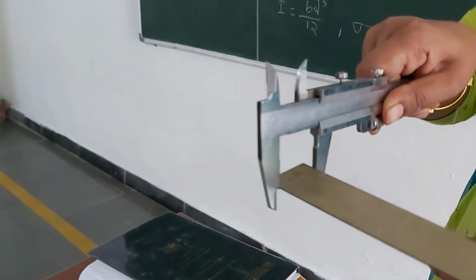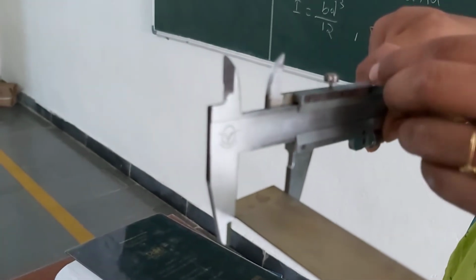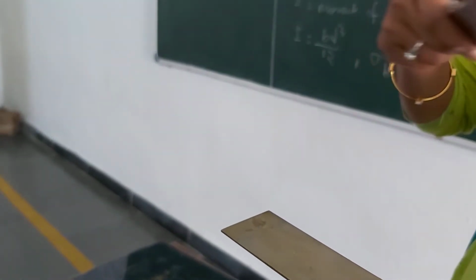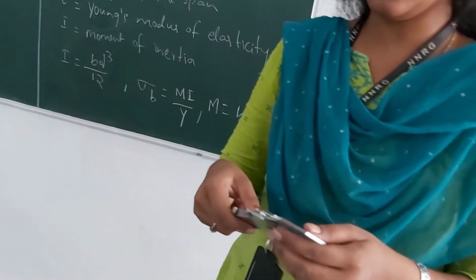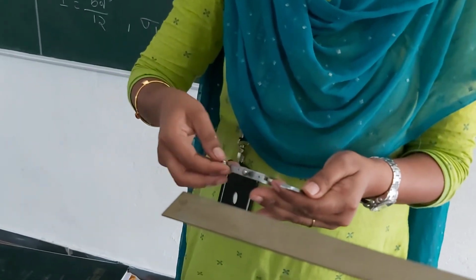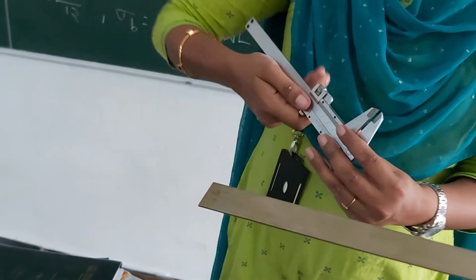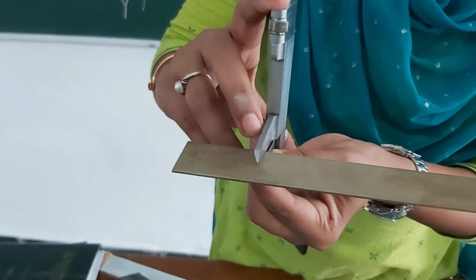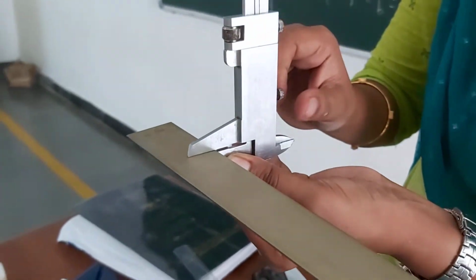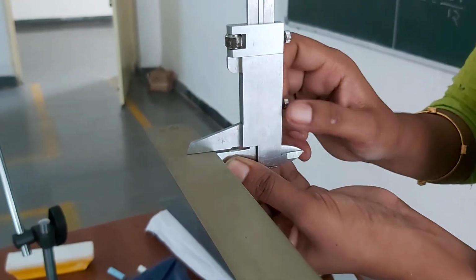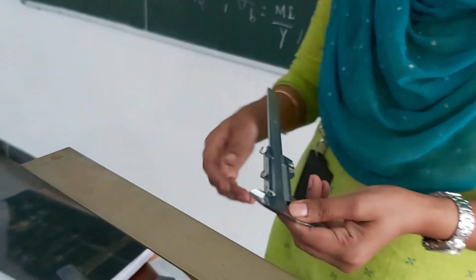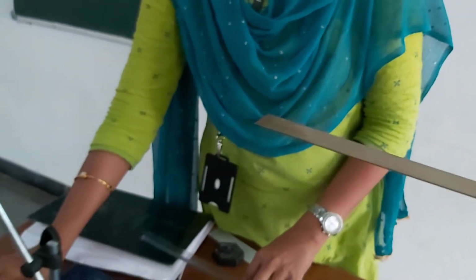So we have to fix it up, and without disturbing, we have to tighten the screw, and we can take the width of the beam and note it down. In the same way we have to take the thickness of the beam. We have to completely fix it up and tighten the screw so that we get the thickness of the beam, and we have to note down these three values: length, width and also the thickness of the beam.